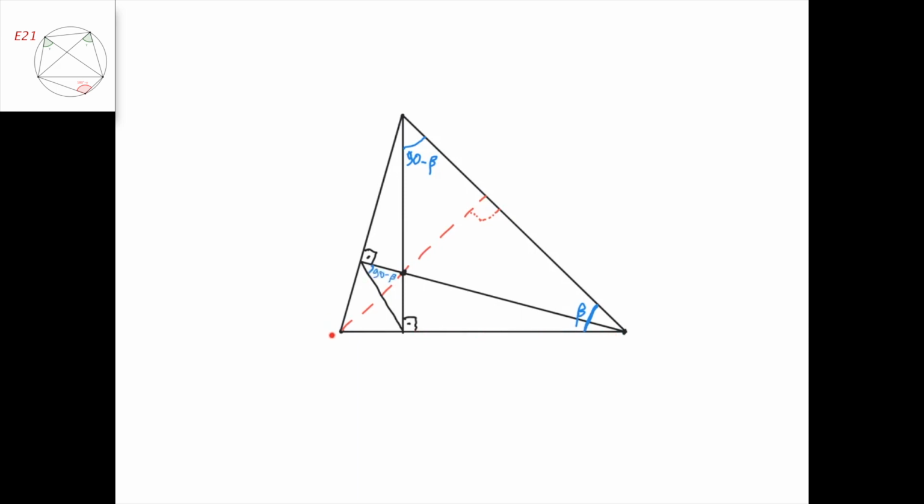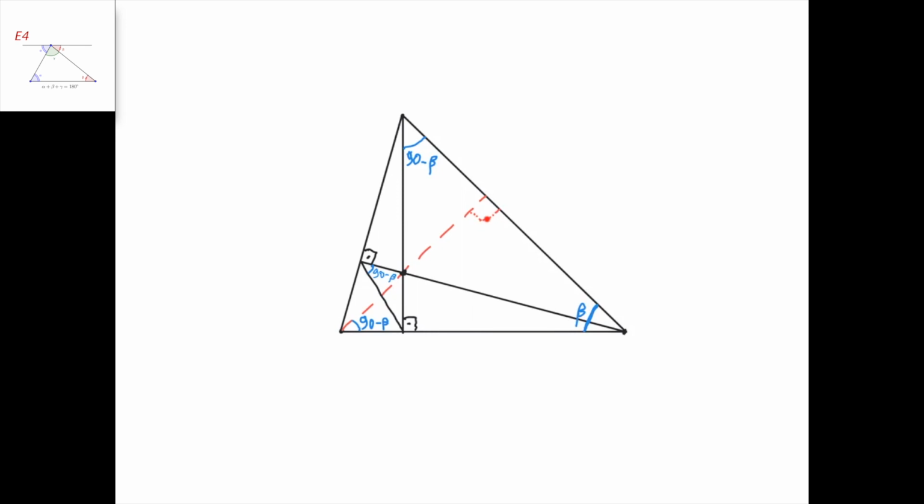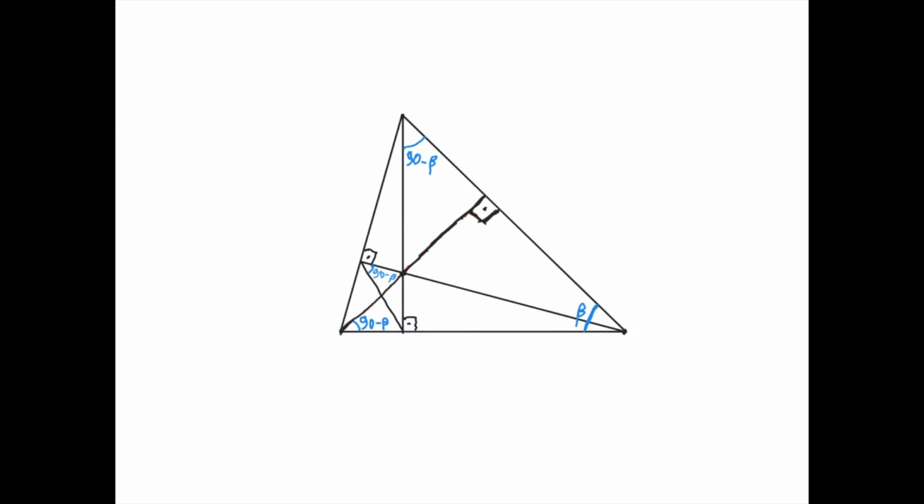Also, this quadrilateral here is cyclic, because the two opposite angles, this angle is 90 and this angle is 90, so their sum is 180, and therefore it's cyclic. And because it's cyclic, this angle here equals this angle here. So because this is 90 minus beta, this one is 90 minus beta. And that's it. We proved that this angle is 90 minus beta, and since this is beta, then this is 90 degrees as desired.